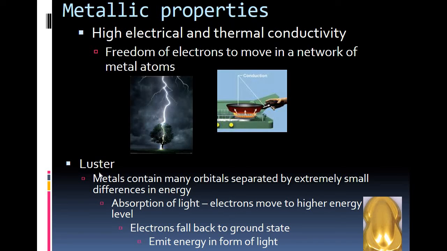Luster, second one. This one's kind of interesting. It's kind of like the photoelectric effect. Metals contain many orbitals separated by extremely small differences in energy. There's not much of a difference in energy between the p orbital and the d orbital. So electrons can jump up by an energy level very easily in metals. When light hits it, it'll move up, get into the excited state, fall back to the ground state, and what you see is that luster and the light given off by the metal when it goes back to the ground state. That is why it has this luster. It's that real small difference in energy between energy levels.